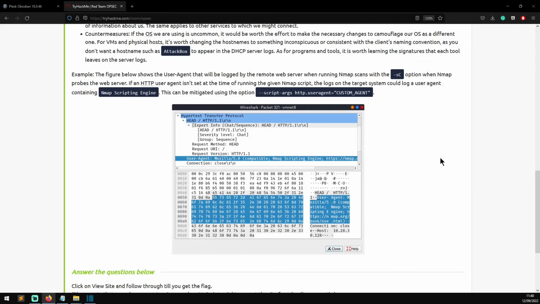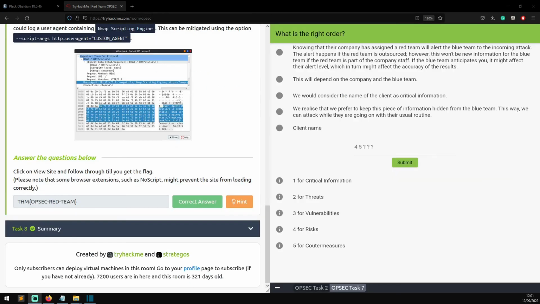It shows you what browser you're using. So if you're just scanning with Nmap and Nmap specifies its own user agent, that would be easily identified. Same as if you're using an outdated or a bespoke one. Okay, on to the questions.